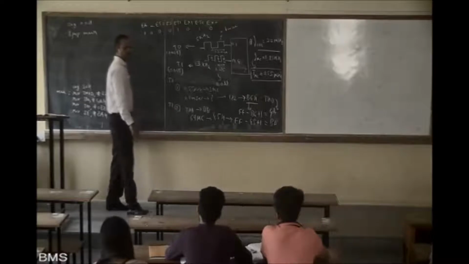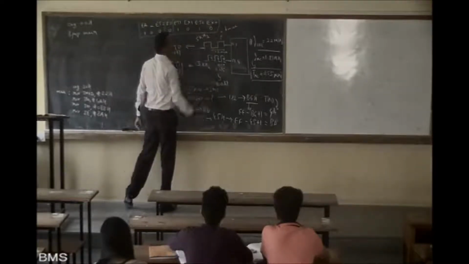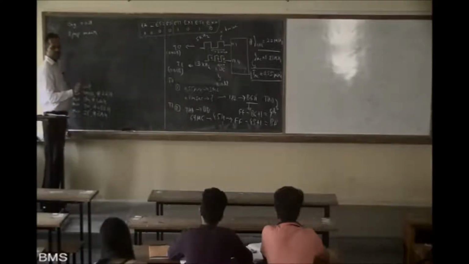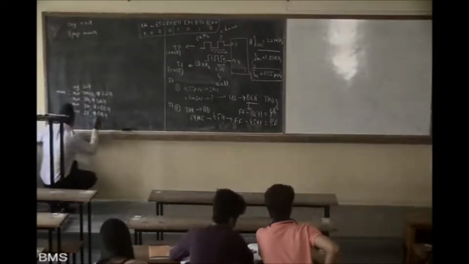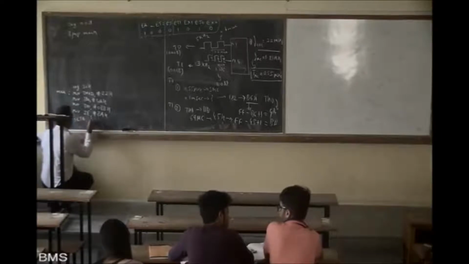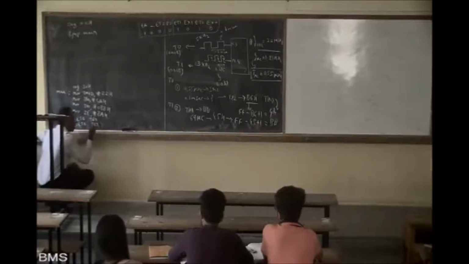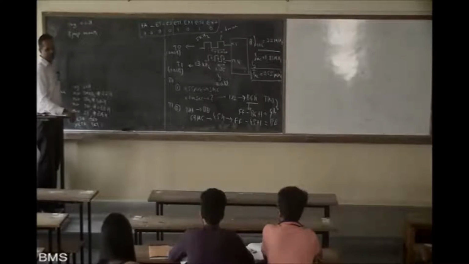Next, what should I do? Start timer. What should I write for start timer? Set bit TR0. Set bit TR1. Timer started. Next, what should I do?